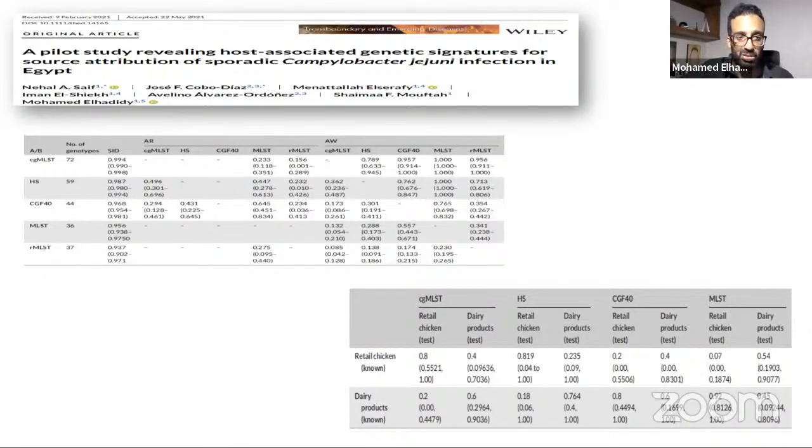And here we have different characterization methods. First of all, we compared the core genome multi-locus sequence typing, and I'm sure now you understand what the core genome is. The multi-locus sequence typing is the usual seven genes, but the core genome is hundreds of genes. Then the host segregation markers that we actually found, or the genomic signatures per reservoir, the comparative genomic fingerprinting technique, the normal 7-locus multi-locus sequence types, and ribosomal multi-locus sequence types.